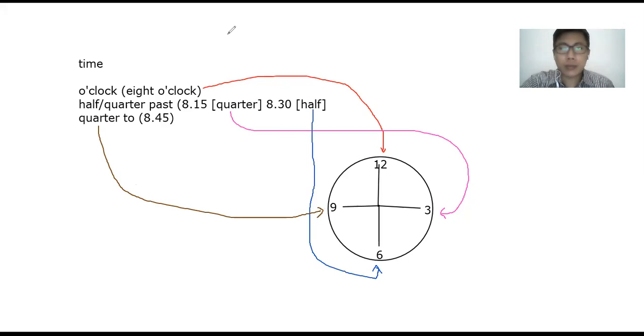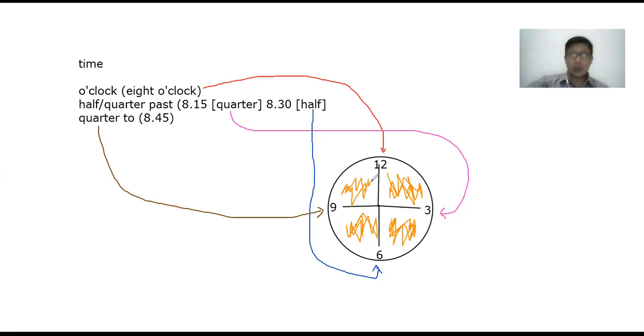Because if you look carefully, this is a quarter. This part is also a quarter of a circle. This part is also a quarter of a circle, and also this one. So there are 4 quarters. If the long hand is at 12, you don't count any quarter. So you just say o'clock.